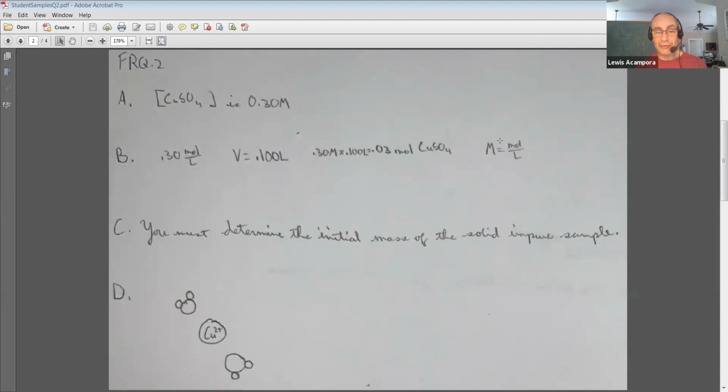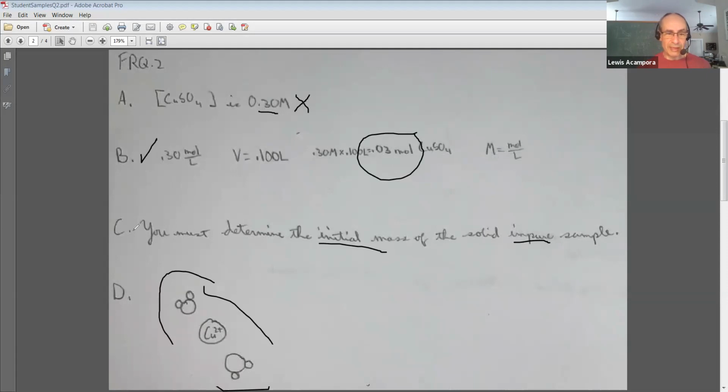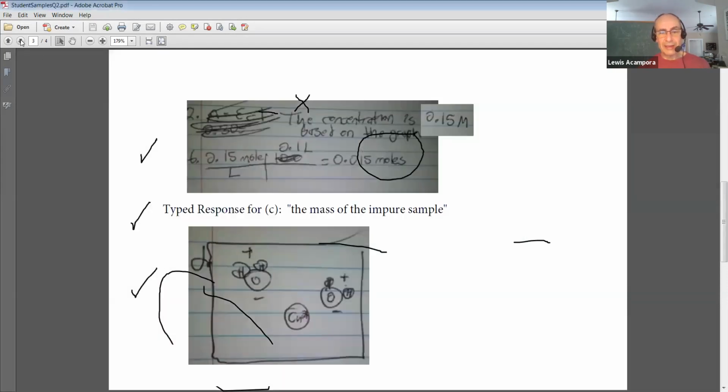And this should be a 3-point response. They did not get this point here because that's the absorbance, not the concentration, but that number was used consistently here. And then part C, the initial mass of the impure sample. And this is a pretty good diagram here. So no point for part A, but parts B, C, and D would earn credit.